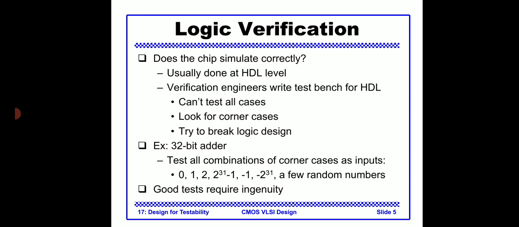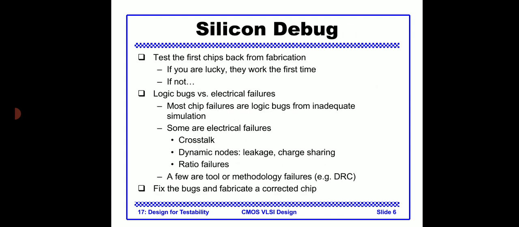So the test logic should not be more than 10 percent of the logic of the entire chip. Similarly, if you spend more than 10 percent of the time in designing and simulating your test logic independently of the functionality of the chip, then you have more test circuitry than you needed. For example, for a 32-bit adder, testing all the combinations of the corner cases as inputs requires more time. So good testing requires ingenuity.